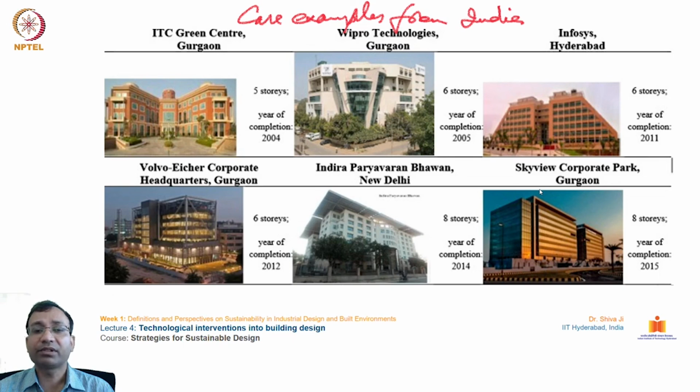There are some examples from India of efficient buildings which have been completed in recent years, in the last decade or so, and these buildings have become a landmark for other architects and designers to follow. Some of these to mention are the ITC Green Center from Gurgaon, the Wipro Technologies building from Gurgaon, Infosys from Hyderabad, the Volvo Eicher corporate headquarters from Gurgaon, and the last one is the Skyview corporate from Gurgaon. The second last is the Indira Paryavarana Bhavan from New Delhi, which I have mentioned earlier. This is the first net zero energy building of India.